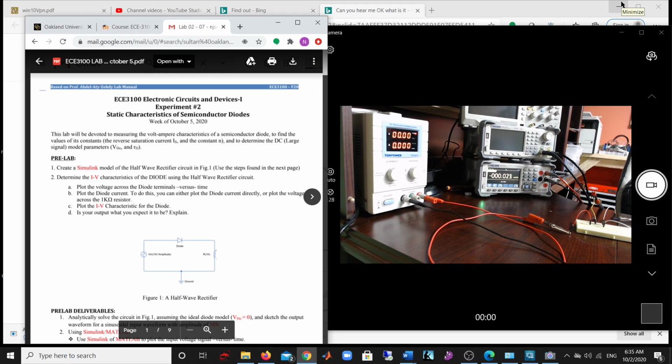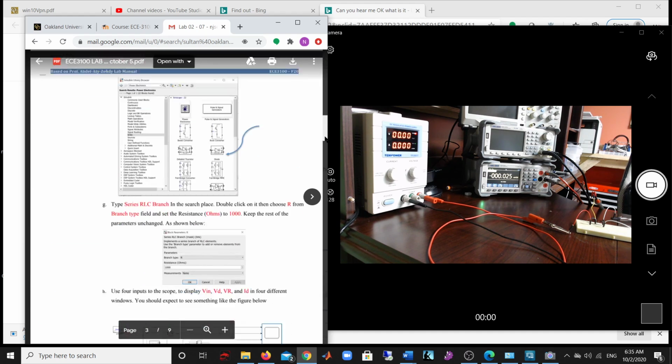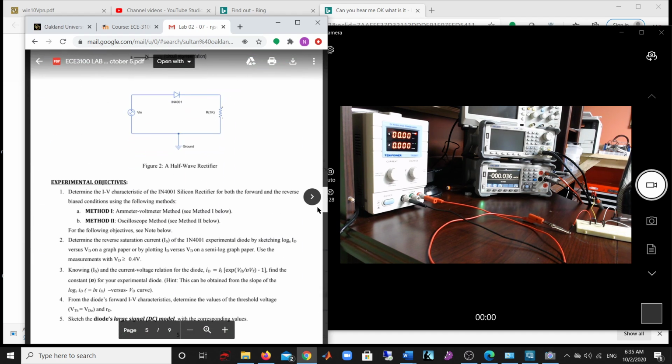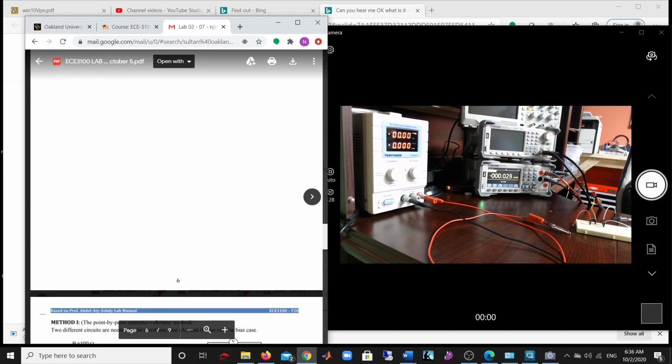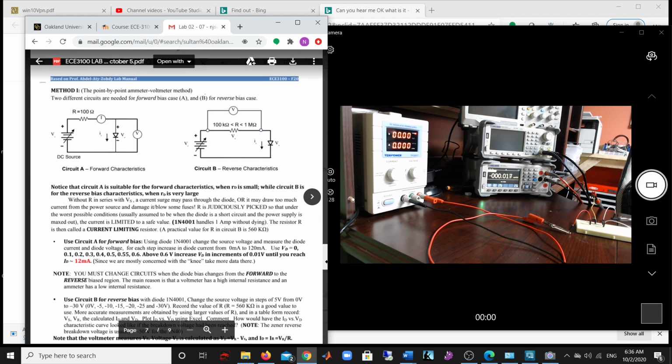We'll be working on lab number 2, which is static characteristics of semiconductor diodes. This is for ECE 3100. Okay, this is a pre-lab. This is what you have to do. Gonna start from this part.